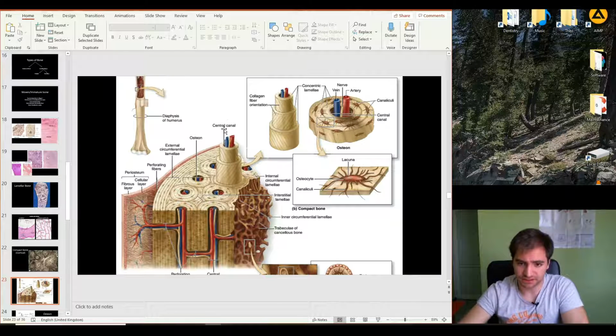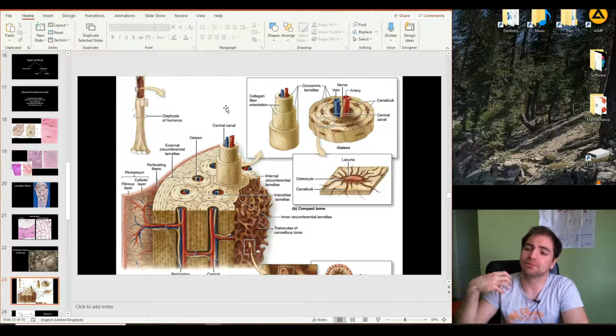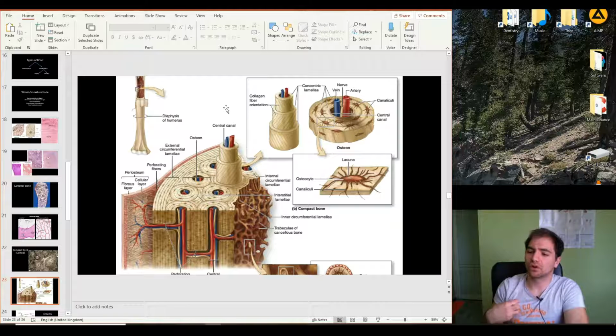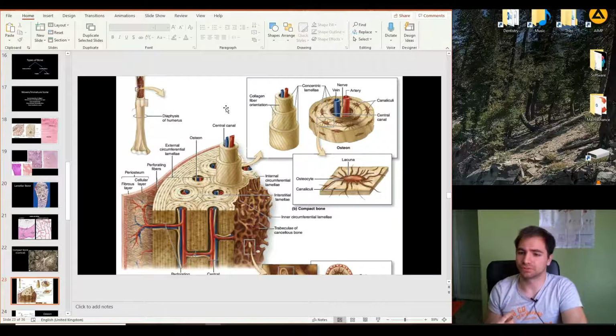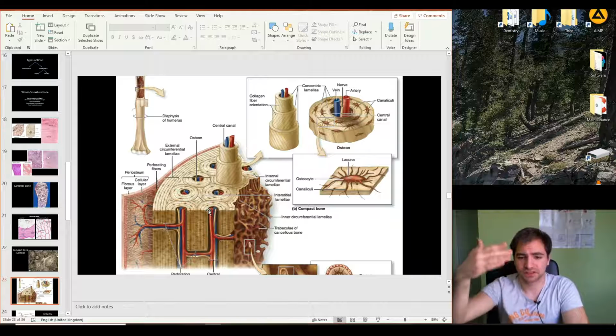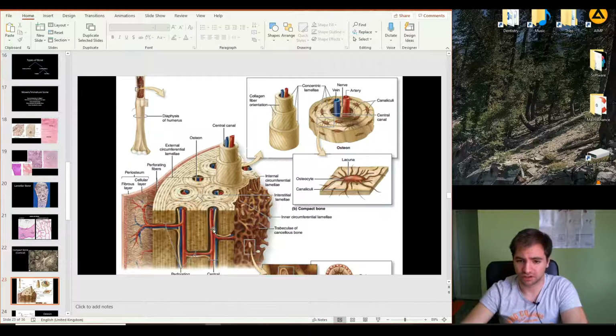Within this, in the center, we have the central canal. The central canal practically carries vessels and nerves. This is where all the bone tissue receives nourishment. If you have no vessel, no blood supply, you cannot have a vital structure. So the cortical bone is, of course, vascularized. These veins, arteries, and nerves pass throughout the central canal. As you can see, this is a section of the central canal.